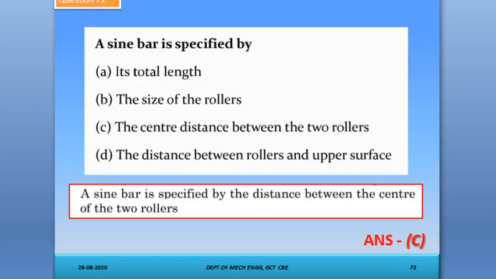The next one: a sine bar is specified by its total length, the size of the rollers, the center distance between the two rollers, or the distance between rollers and upper surface. The sine bar is specified by the center distance between the two rollers. Option C is the correct answer.